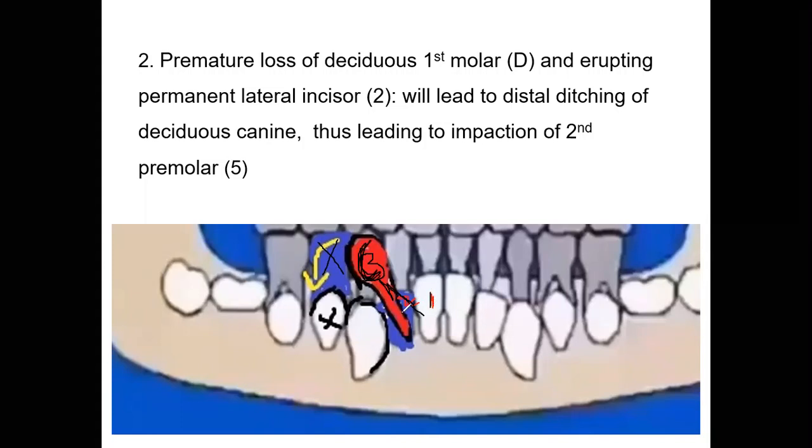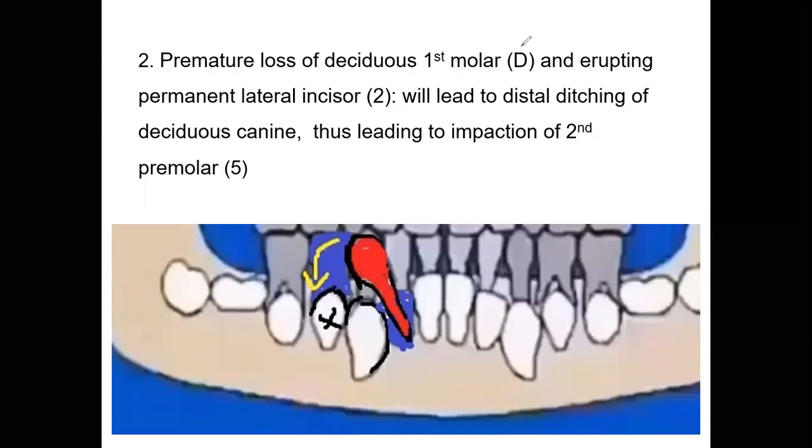This is the central incisor. This is the lateral incisor. This permanent lateral incisor will be applying pressure over the deciduous canine, and the deciduous canine will be forced into the space, will be applying pressure over the adjacent teeth and will lead to distal tipping of the deciduous canine. This distal tipping of the deciduous canine will cause impaction of the second premolar.